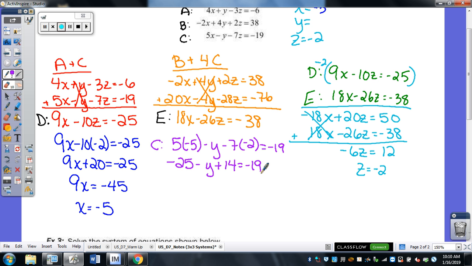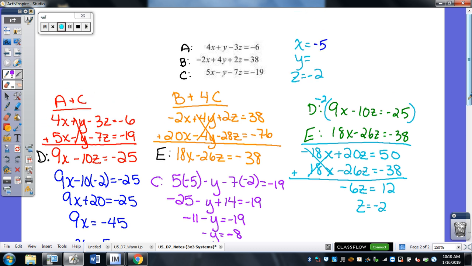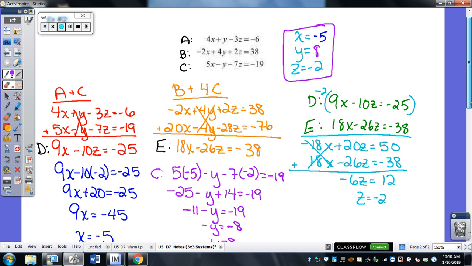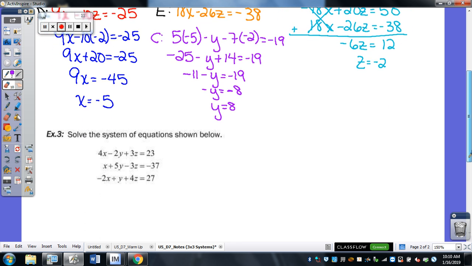So negative 25 plus 14 gives us negative 11. So then add our 11 over, and we get negative y equals a negative 8. So what would positive y equal? Positive 8. So there we go. Negative 5, 8, and negative 2.